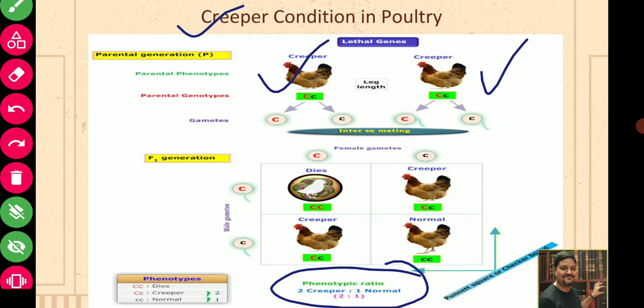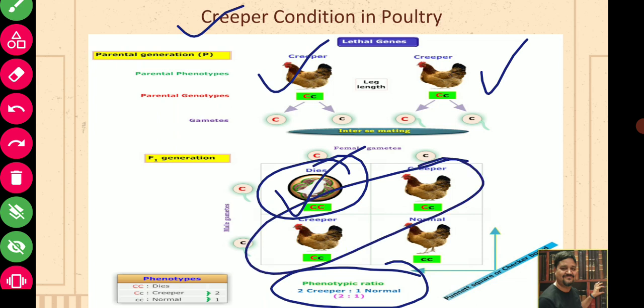So here you can see, when the creeper and creeper were crossed, the homozygous dominant animal did not survive, the heterozygous individual became creeper, and the homozygous recessive became normal, similar to the case of mice. So the creeper condition in poultry is the same as the coat color in mice, that is lethal gene inheritance, and that inheritance is intermediate type of inheritance or semi-dominant inheritance. It is not dominant inheritance. What dominant lethal inheritance or recessive lethal inheritance is, we will see in the next slides.